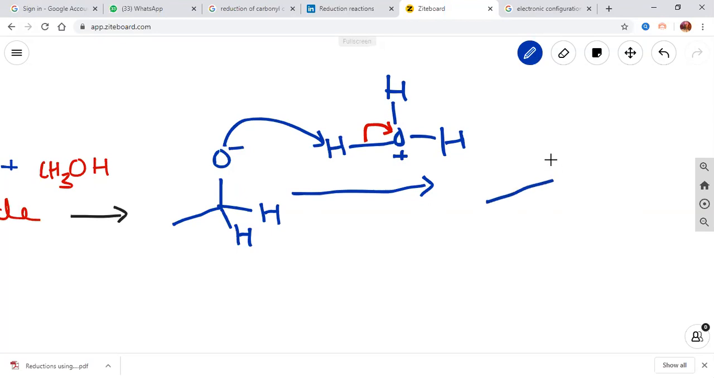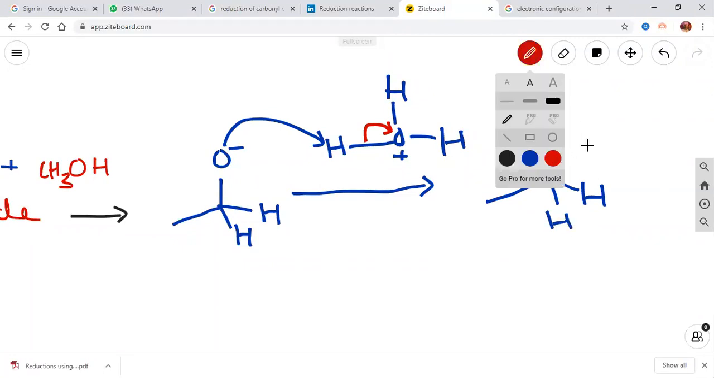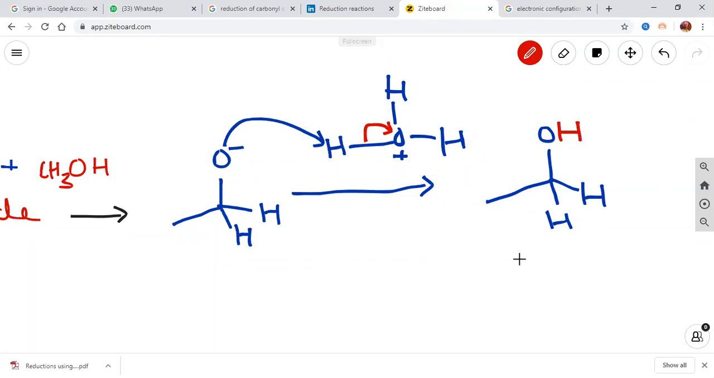So what do we get? We get, see here, O, one H, the other H, and one hydrogen. So it gets converted to a primary alcohol.